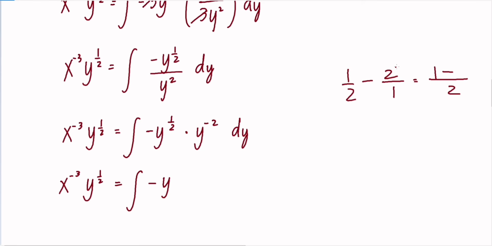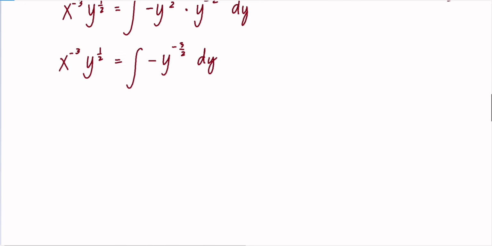Then minus 2 times 2 is 4. So the answer, 1 minus 4 is negative 3 over 2. So when you add these two, negative 3 halves. So it becomes negative y raised to negative 3 halves dy. There, you can integrate it now, guys.